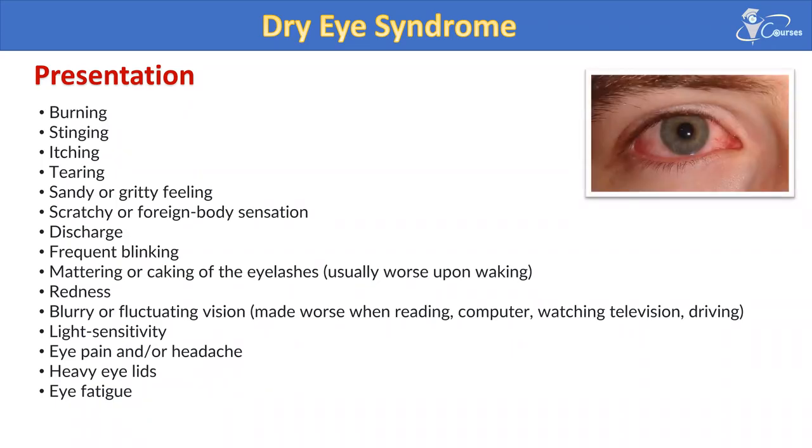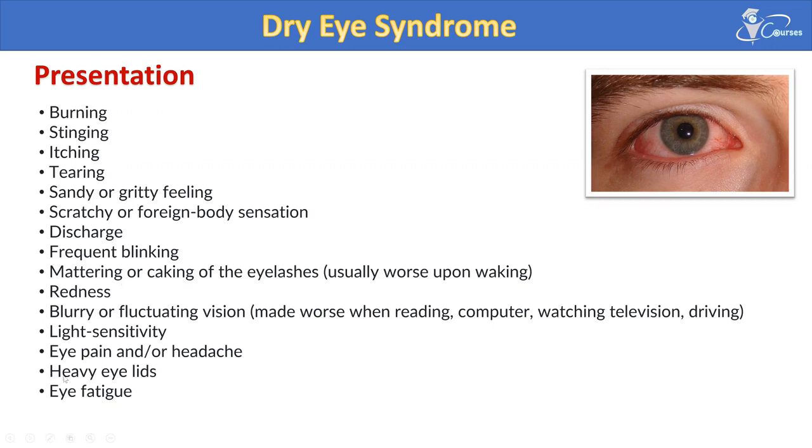Redness, so they will have chronic redness of the eye, blurring or fluctuating vision. This is also a very common complaint, that those patients report fluctuating vision. The vision becomes worse on reading, computer use, watching television, driving, playing video games. All these demanding tasks may cause excessive concentration, so the patient is not blinking that much, exacerbating the manifestations of dry eye.